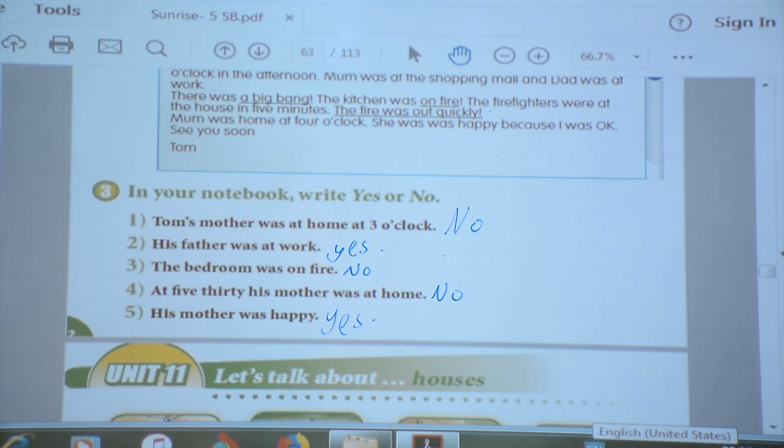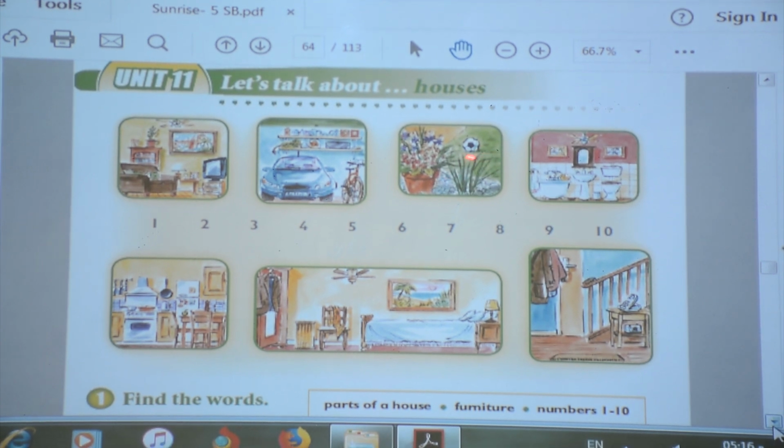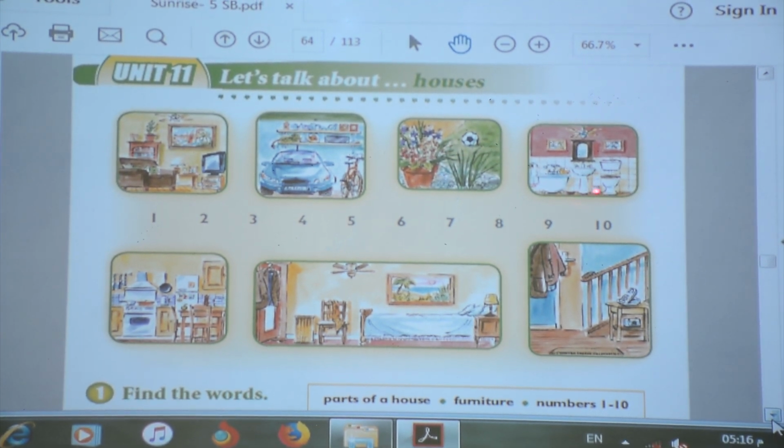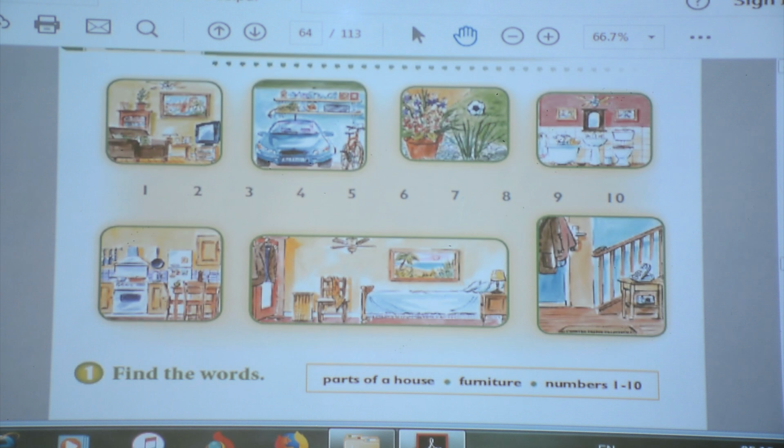Let's go. Unit 11, let's talk about the parts of the house. The first picture, what is it? It's the living room. The second picture is the garage. The third picture is the garden. This one is the bathroom. This one is the kitchen. This one is the bedroom. And the last one is the hall. They are parts of the house.